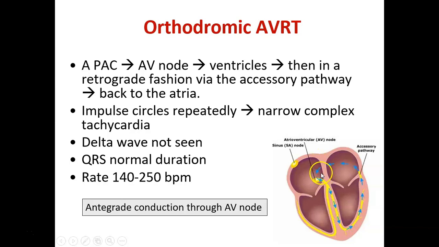As this impulse is following a normal conduction pathway, there will be no delta waves in case of orthodromic atrioventricular reentrant tachycardia. QRS complexes shall be narrow because it's following the normal conduction pathway, and the heart rate will be 140 to 250 beats per minute. So the conduction is antegrade through the AV node, and then once it's finished, in a retrograde fashion through the accessory pathway it makes a loop.